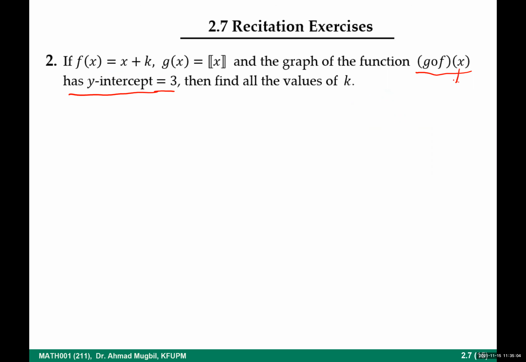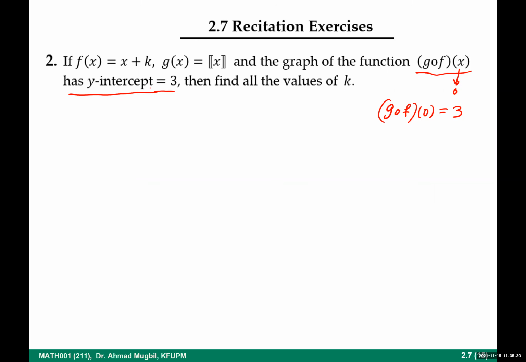So this means when x is 0, this will be what? So this means that g circle f at 0 equals to what? 3. Excellent. Nawaf? Ahmed. Ahsant ya Ahmed. g circle f at 0 is 3. This is the meaning of this sentence. How do we translate it to mathematical notation? Then find all the values of k.